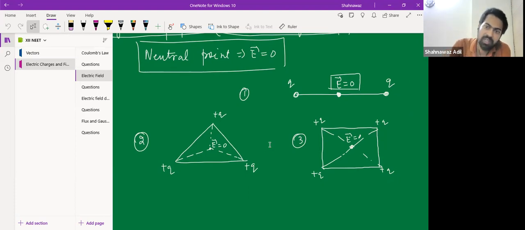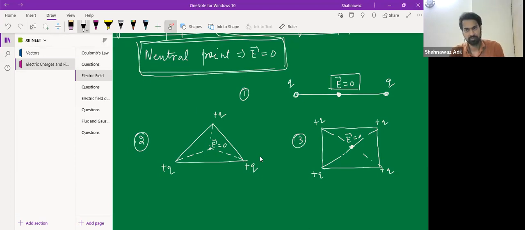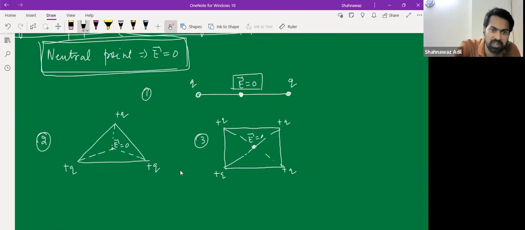So if we calculate the electric field at the geometrical center, then the electric field is 0, right, Ravi and Aisha? Yes, sir. And that is called the neutral point, right?